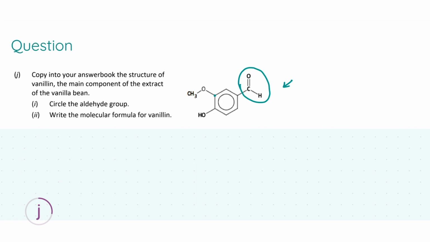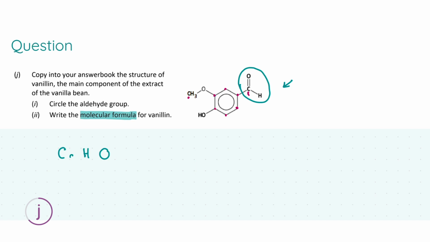Okay, so now let's move on to the next part of this question, J part 2, which asks us to write the molecular formula for vanillin. So this is a simple enough question in that we see what we have. We have carbons, we have hydrogens, and we have oxygens. Now let's just count how many of each we have, right? So for carbons, how many do we have? We have 1 here, we have 6 here. We have 1, 2, 3, 4, 5, 6, 7, 8.